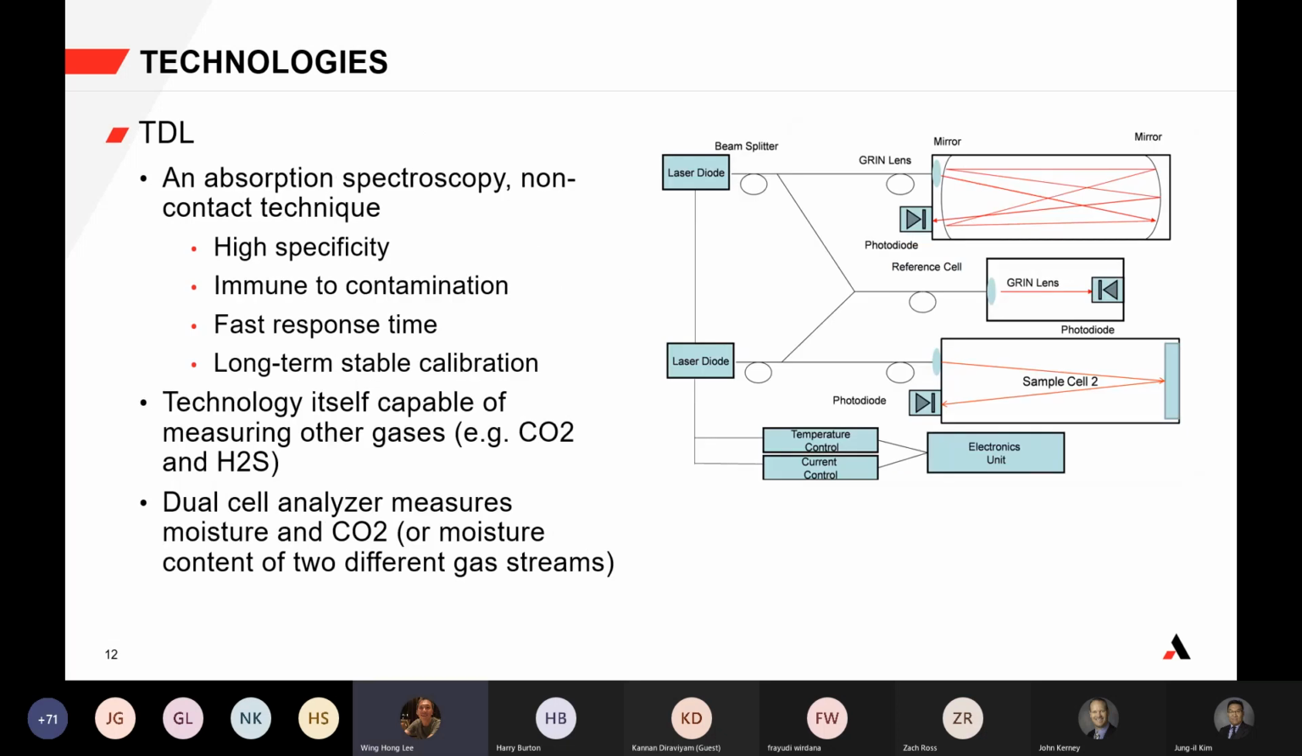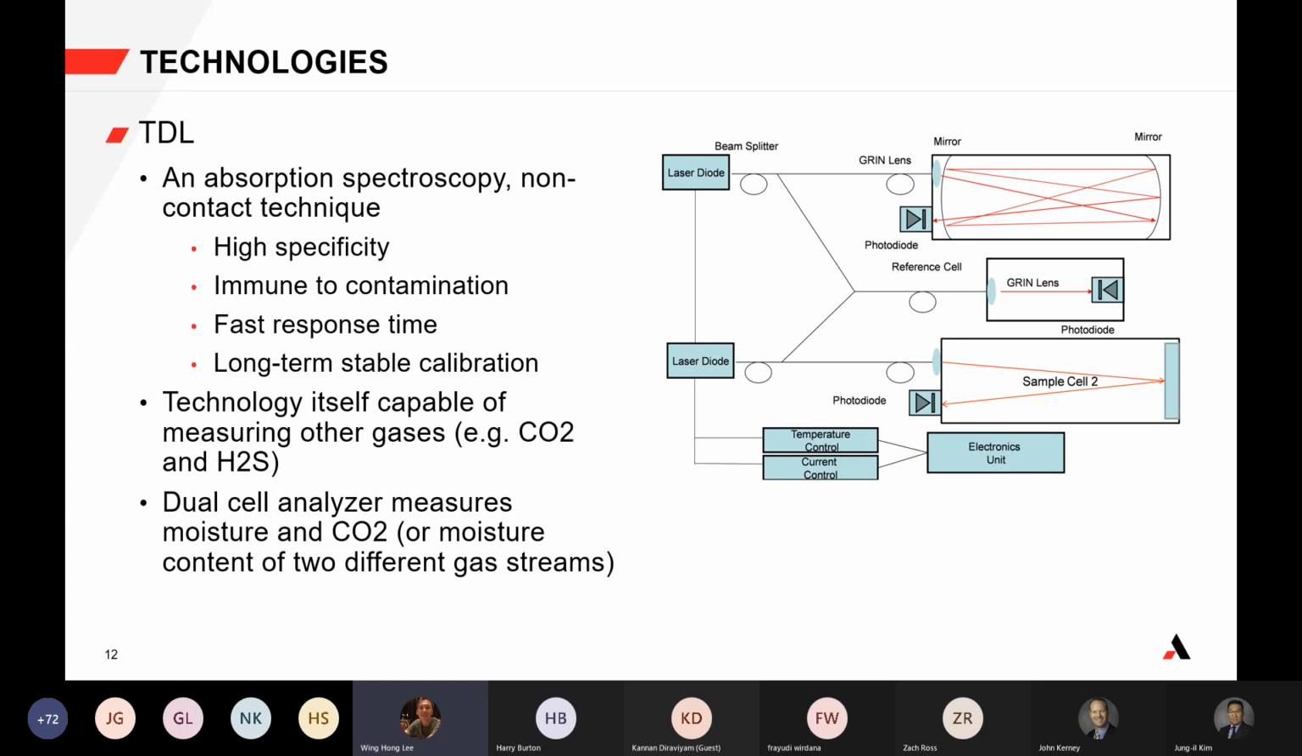Being a non-contact measurement technique using light, TDL is immune to contamination, has a very fast response time, and has very long-term stable calibration. Laser wavelengths for measuring other gases like CO2 and H2S are also available.